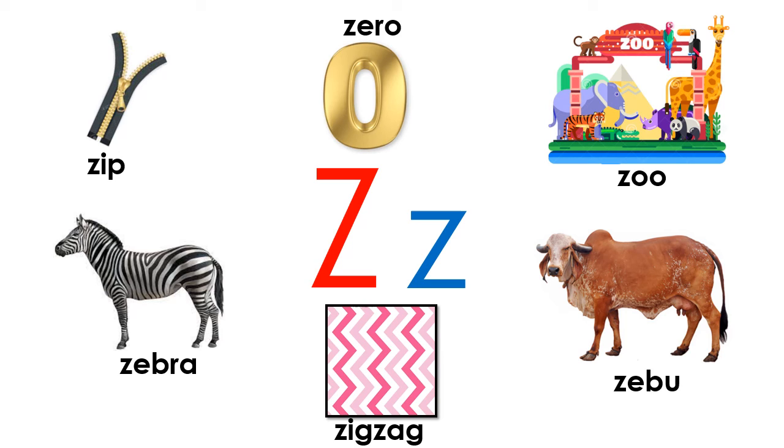Alright, children, let's repeat. Z for zip, Z for zero, Z for zoo, Z for zebra, Z for zigzag, Z for zebu. Zip, zero, zoo, zebra, zigzag, zebu. These are the words that begin with letter Z.